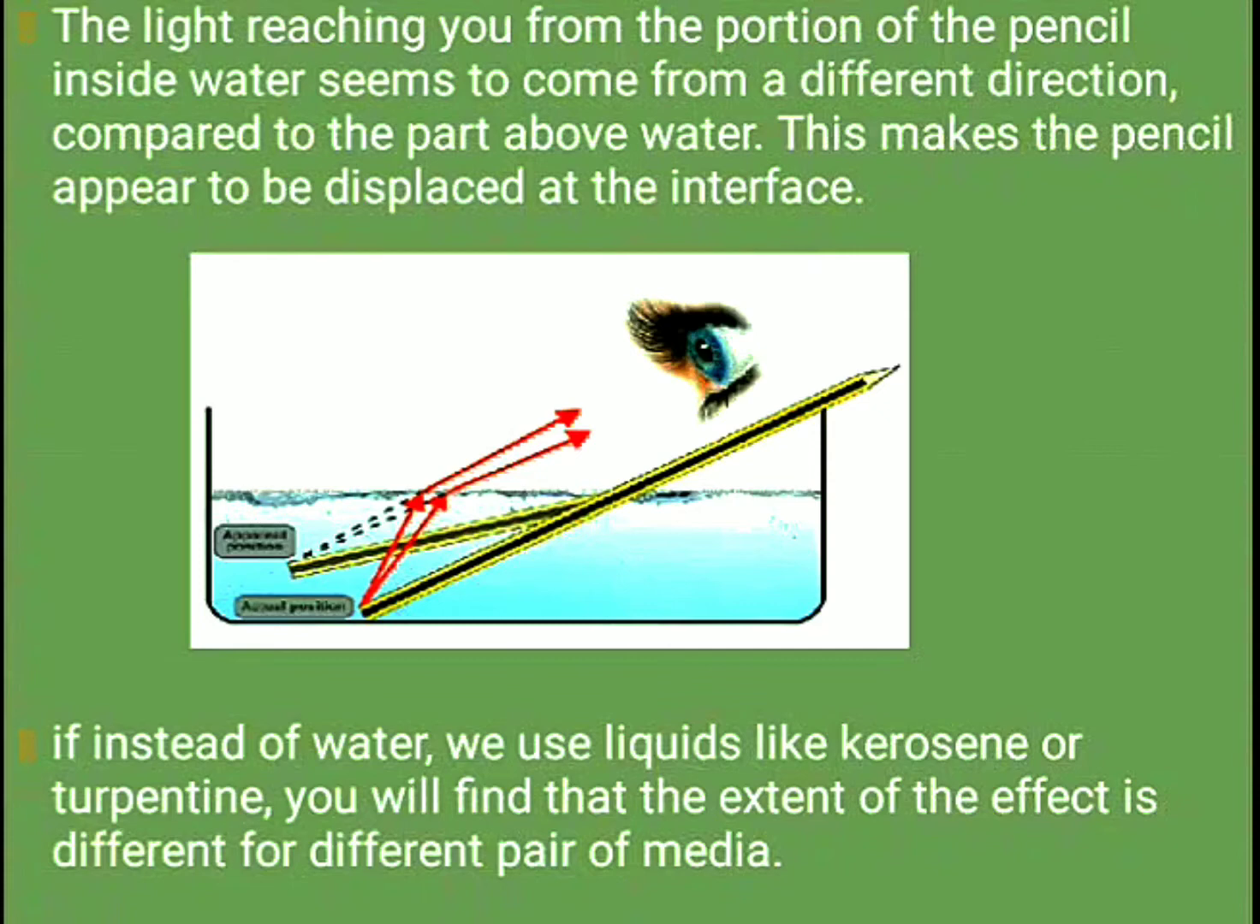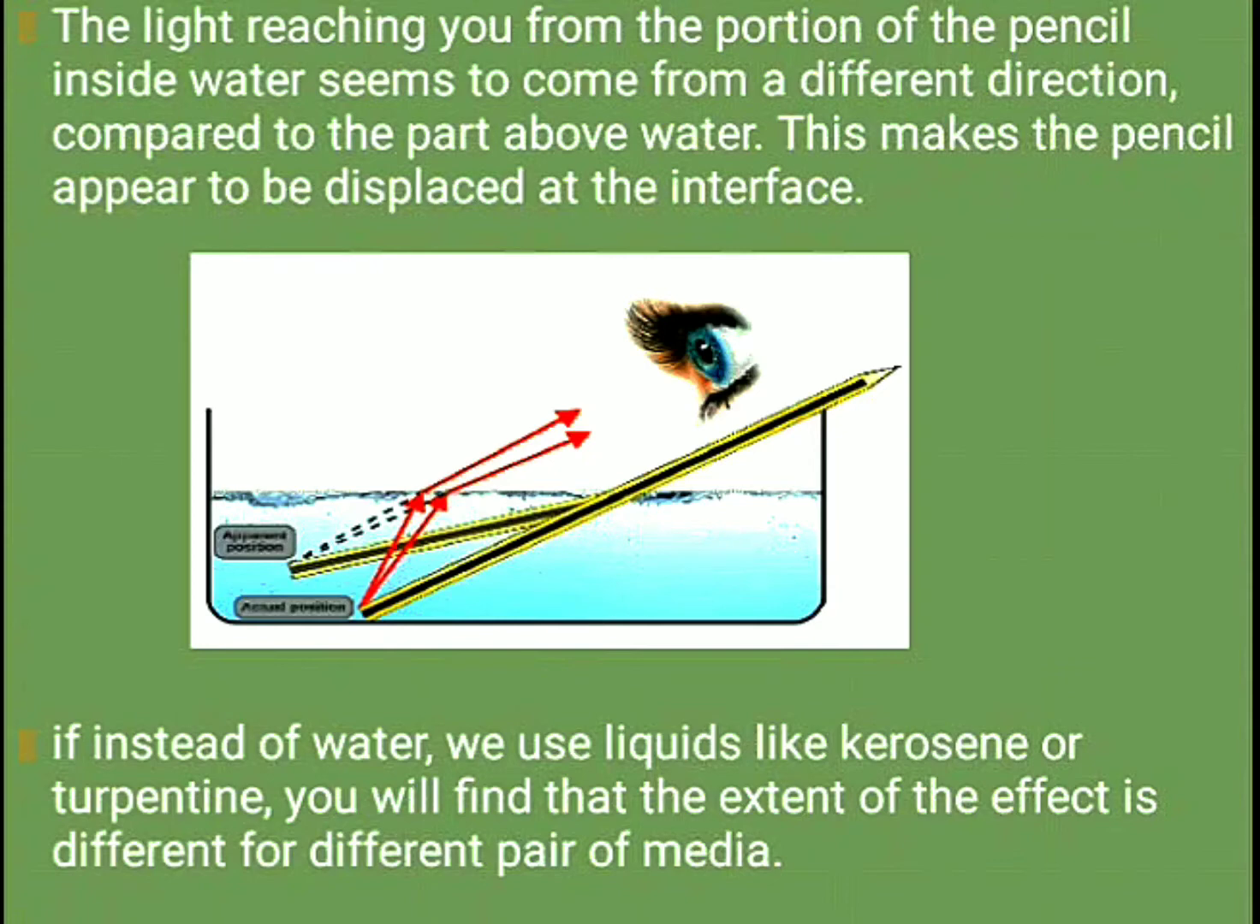Now what happens actually in refraction? See, the light reaching from the portion of the pencil inside water seems to come from a different direction compared to the part above water. This makes the pencil appear to be displaced at the interface. This clearly shows that light slightly bends from its actual path when it enters from one transparent medium, that is air, to another transparent medium, that is water. So this bending of light due to change in the medium is known as refraction of light.